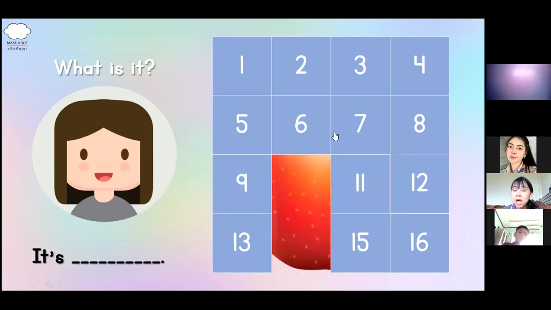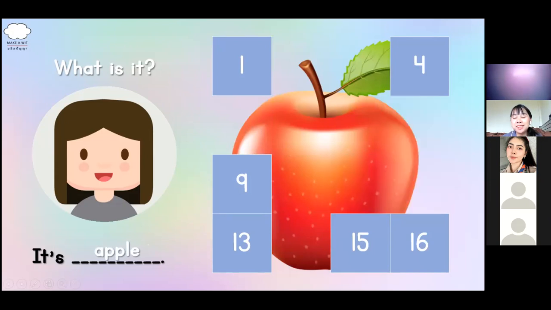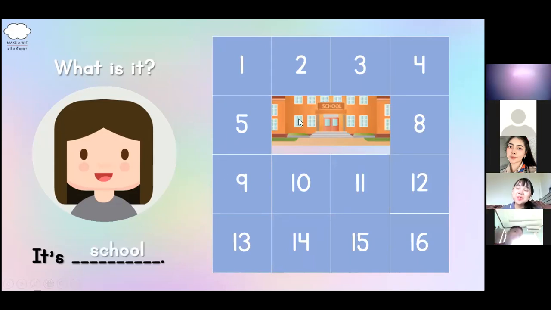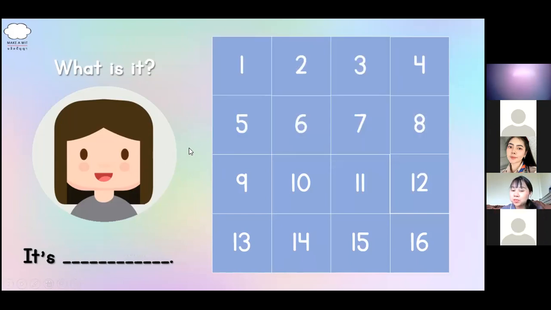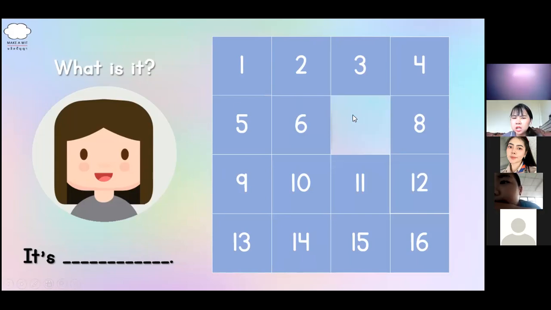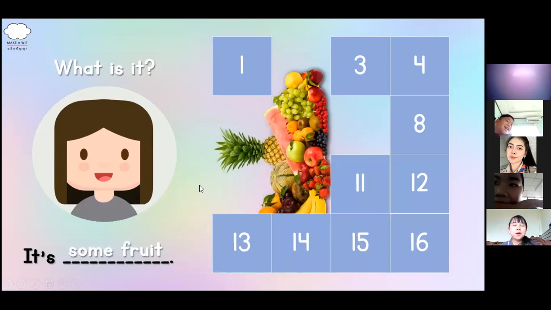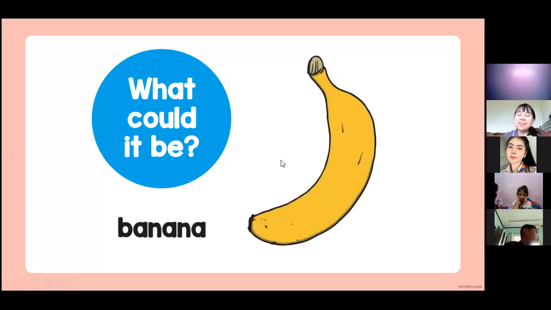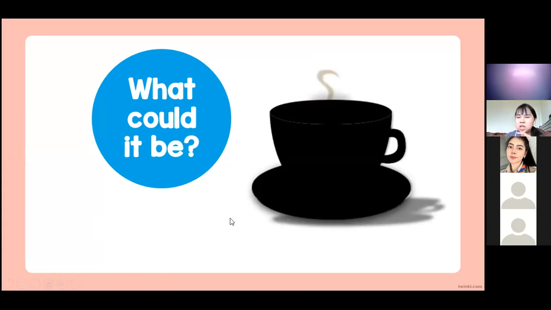10, 14, 7. Apple. Very good, easy peasy. Next one, number 6. School. Very good, easy peasy. Next one, number 7. It's some fruit. Very good. What could it be? Banana. Very good. What could it be? Hamburger. Good job. What could it be?